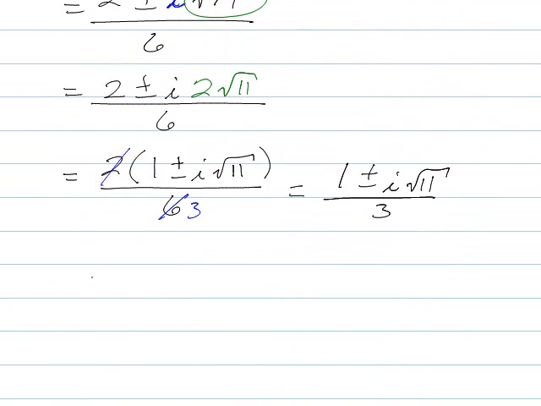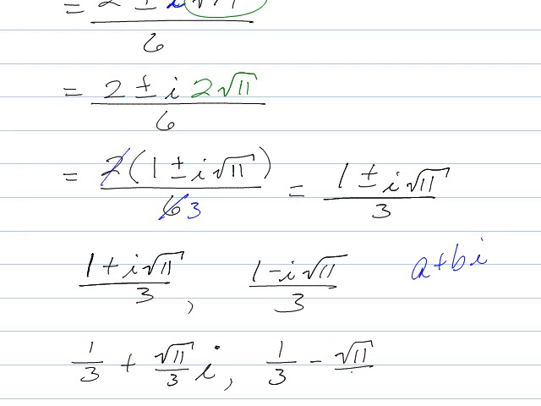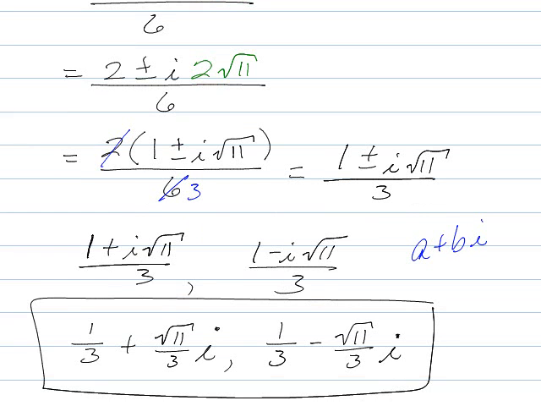So my options are, well, I need to write this in the a plus bi format, but we'll just write them out separately. I've got 1 plus i root of 11 over 3, 1 minus i root of 11 over 3. But remember, we want complex answers to be in the form a plus bi, so the i term needs to be off by itself. So I've got 1/3 plus square root of 11 over 3 i, and then 1/3 minus square root of 11 over 3 i. Okay, and that should be more than sufficient to make that work.